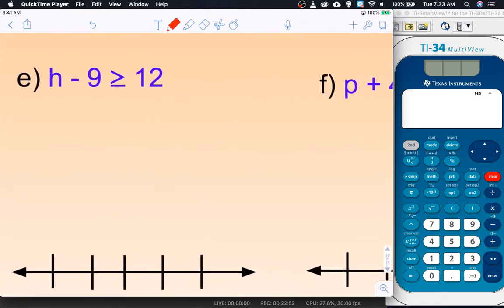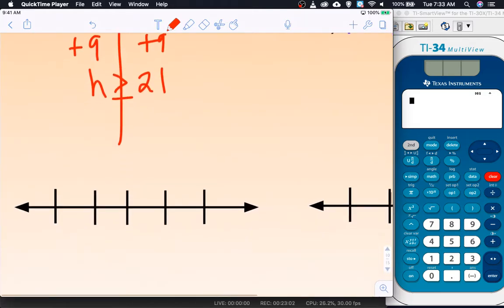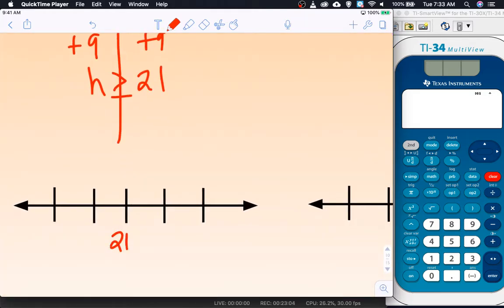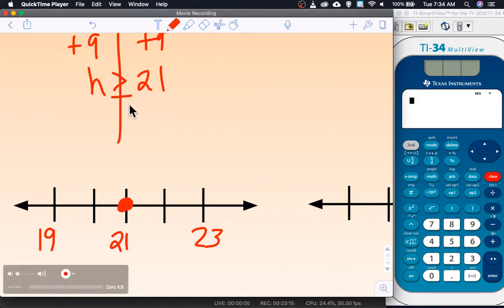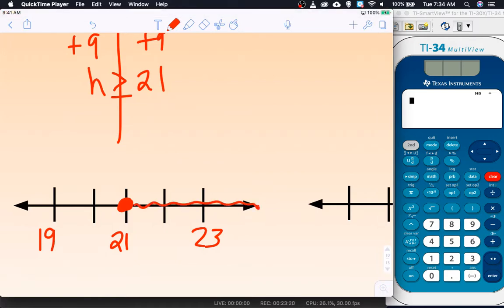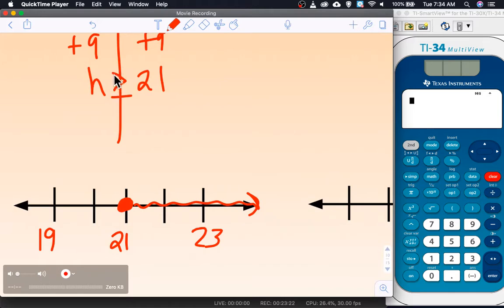Alrighty. So my +9, I almost did -9, +9 on both sides. H is greater than or equal to 21. So 21, 22, 23, and 19, that would be. Solid dot at 21 because of the or equal to symbol there. And I am shading greater than, which is to the right. Greater than to the right.